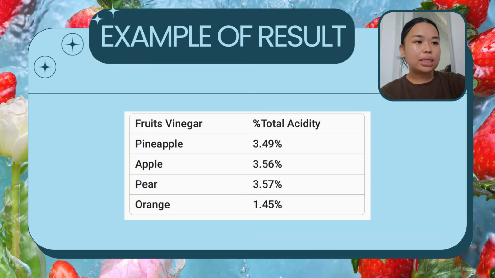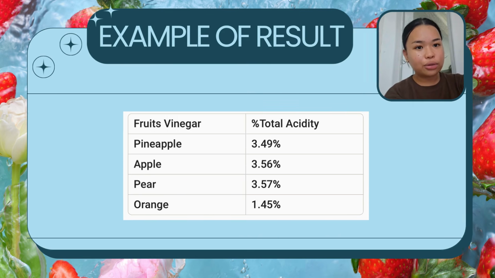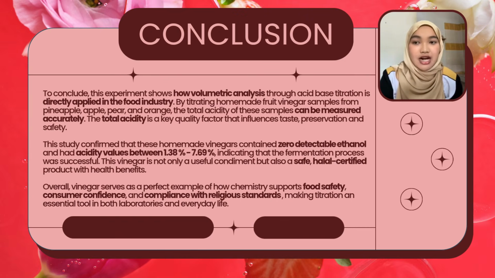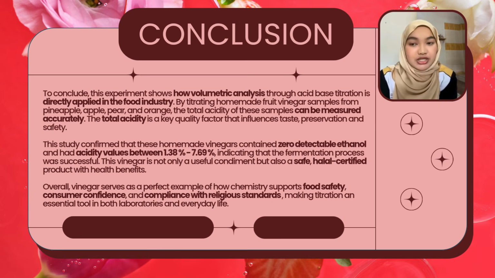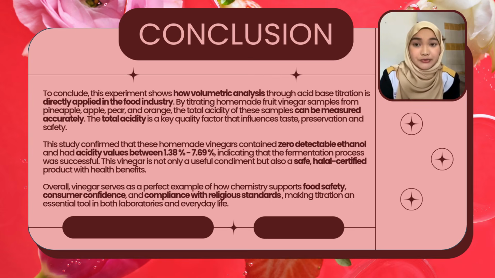The highest acidity belongs to pear, followed by apple, pineapple, and in contrast, orange vinegar showed significantly lower acidity, which indicates a weaker microbial stability compared to the other fruits. To conclude, this experiment shows how volumetric analysis through acid-base titration is directly applied in the food industry. By titrating homemade fruit vinegar samples from pineapple, apple, pear, and orange, the total acidity of these samples can be measured accurately. The total acidity is a key quality factor that influences taste, preservation, and safety.